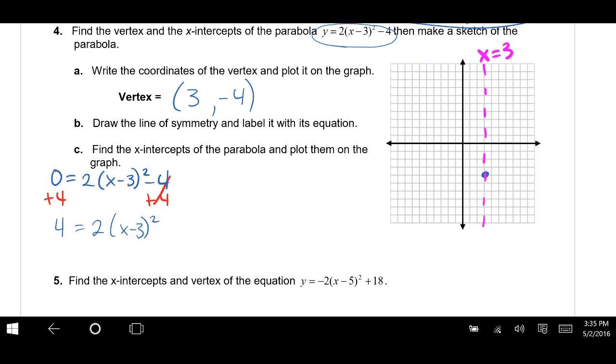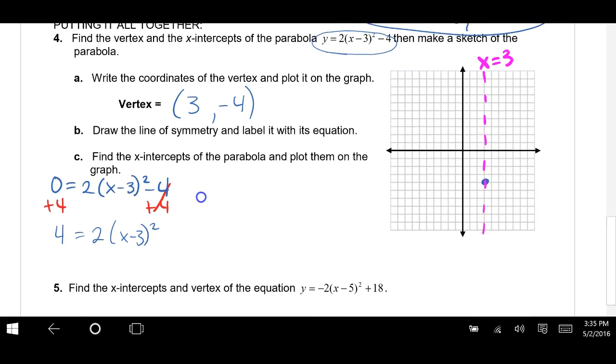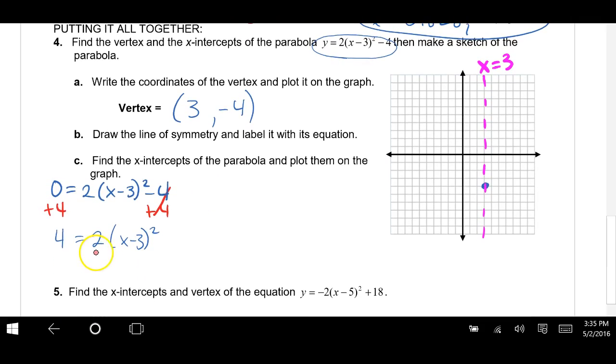And now, this one's a little different because now we have a number in front of the parentheses. So to get rid of that, because in order to take the square root like we did up here, we can't have a number in front. Or we don't want to have a number in front. We could, but it just makes things more complicated. So to get rid of this 2, let's divide both sides by 2. Okay, that will cancel out these 2's. And then what you're left with is 4 divided by 2 on the left, which is 2, and then (x minus 3) squared.